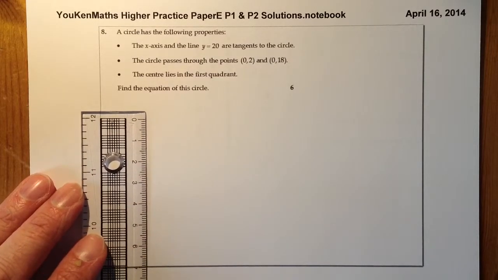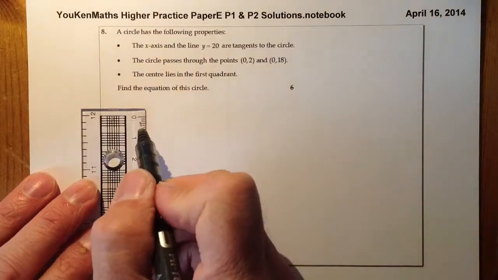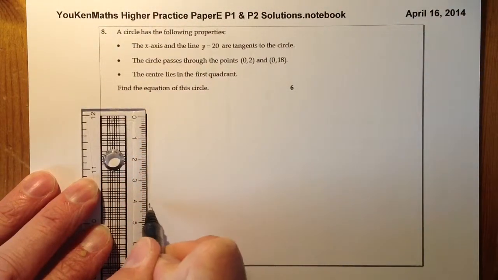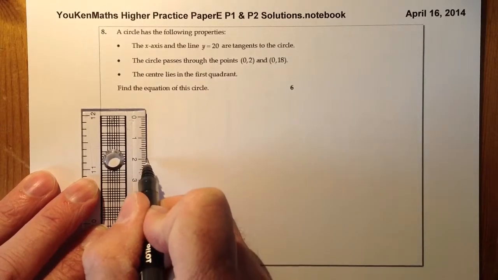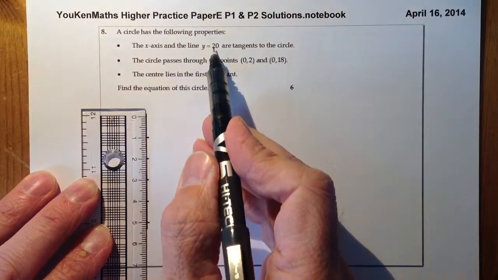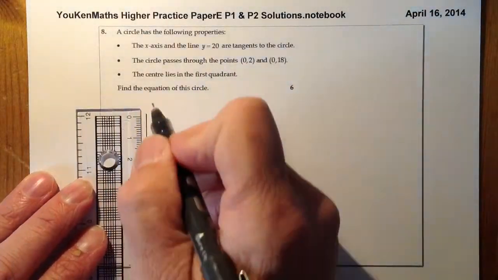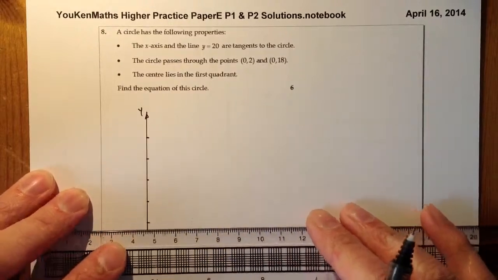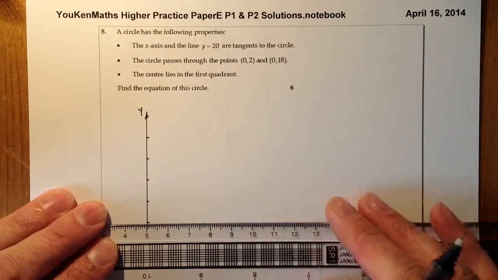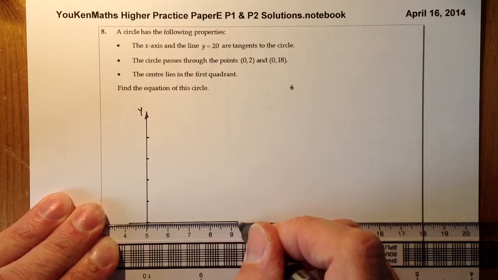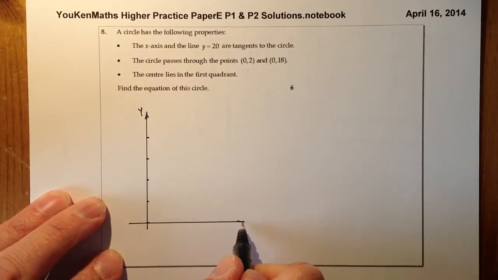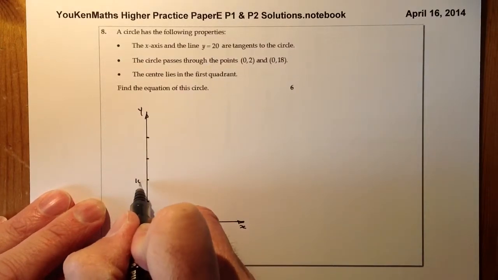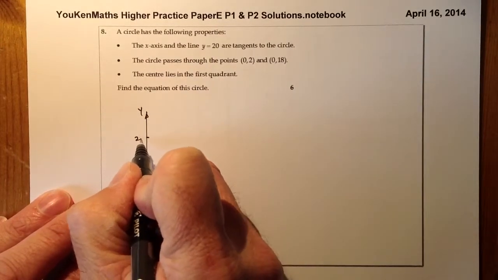First thing I'm going to do is draw the y-axis. I'll start from here: 5, 10, 15, 20. That's all I need to go up to, because I know the circle is going to lie in between these two points. Let me draw along here the x-axis. So that's my x-axis, my y-axis. That's 5 there, 10, 15 and 20.